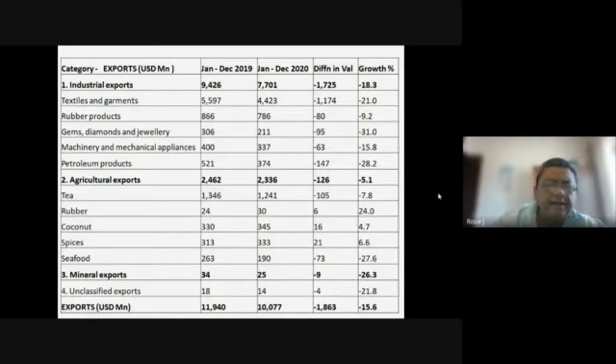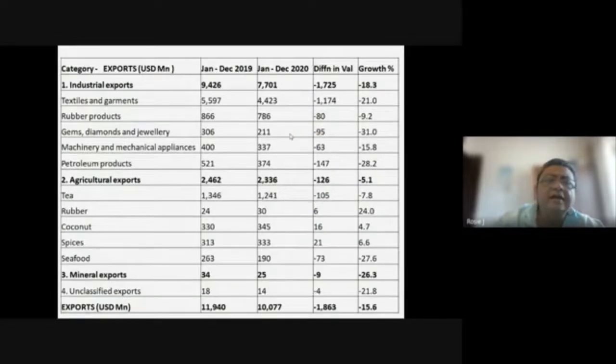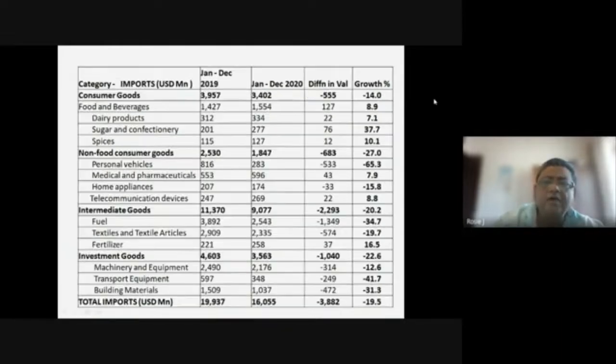Okay, then let us go to the next slide. What is this? This shows imports. That means how much we have bought from other countries. The previous one showed how much we have sold to other countries. Now we come to how much we have bought from other countries.